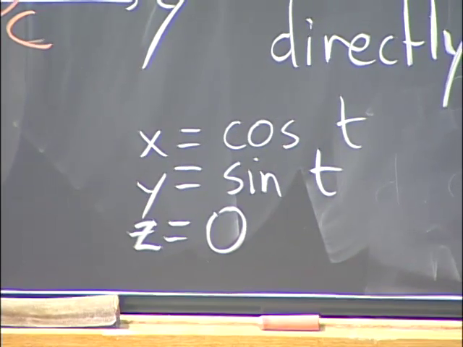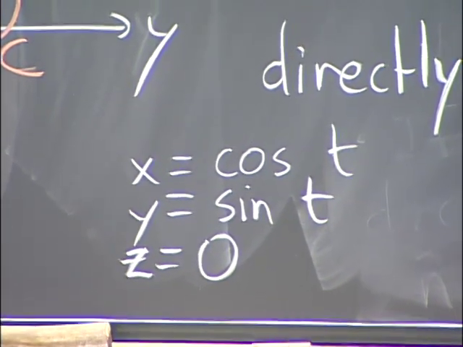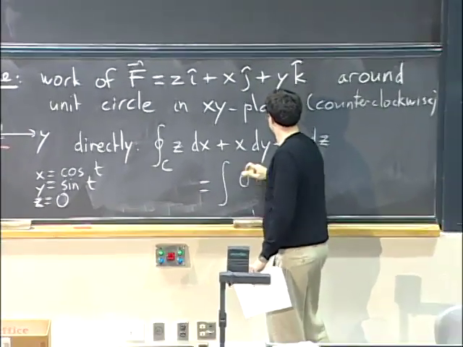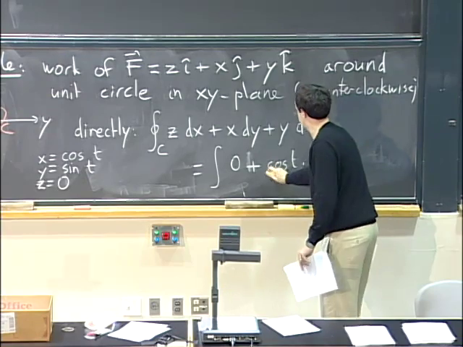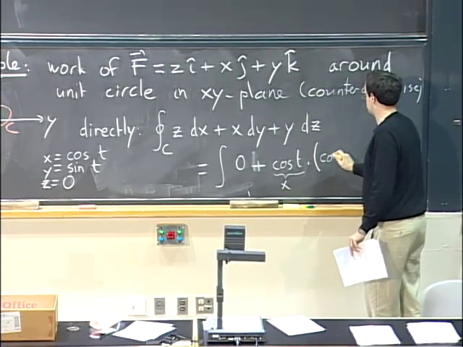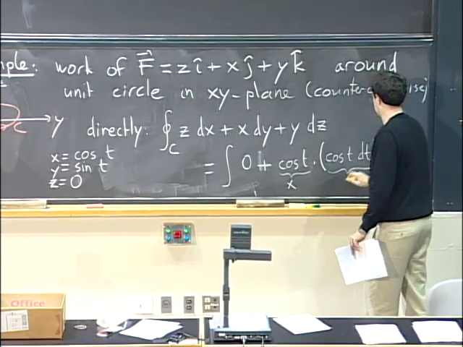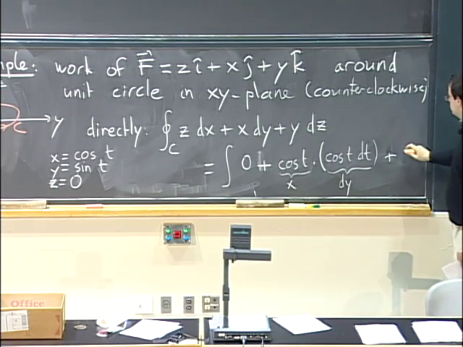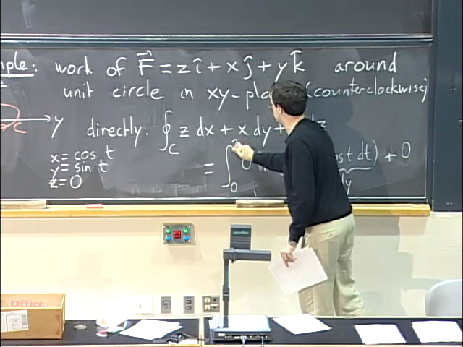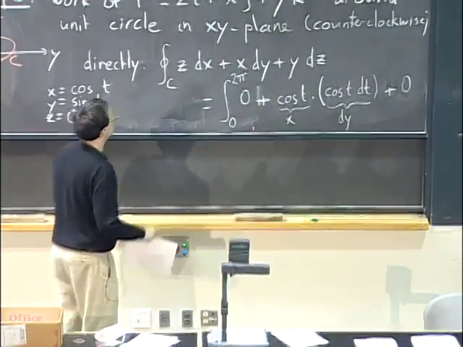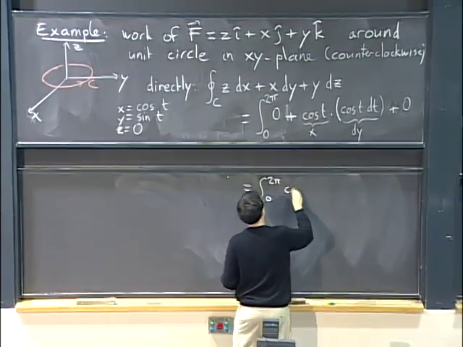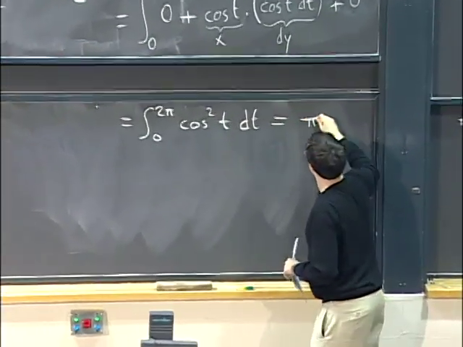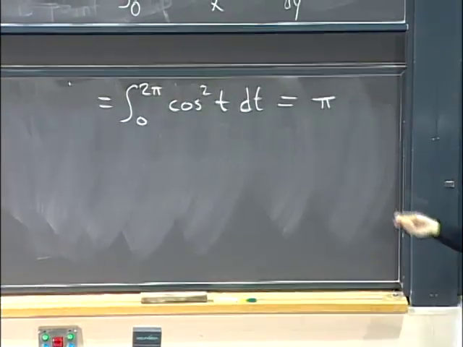Okay, so that will just become the integral over C. Well, z times dx, z is 0, so we have nothing, plus x is cosine t times dy. If y is sine t, then dy is cosine t dt, plus y dz, but z is 0. Now the range of values for t: we're going counterclockwise around the entire circle, so that should go from 0 to 2 pi. So we'll get the integral from 0 to 2 pi of cosine squared t dt, which, if you do the calculation, turns out to be just pi. Okay?